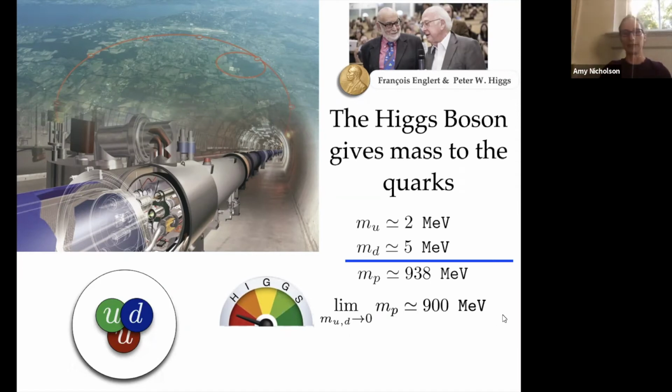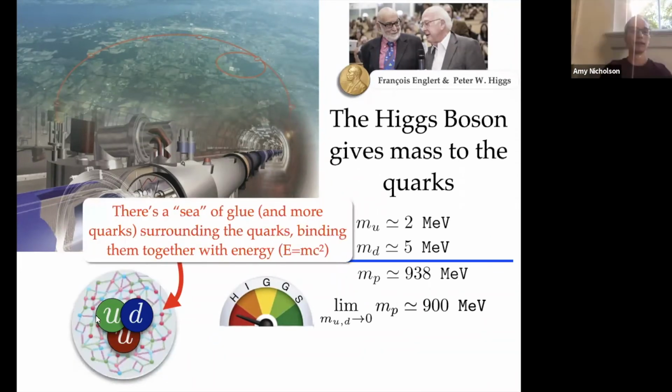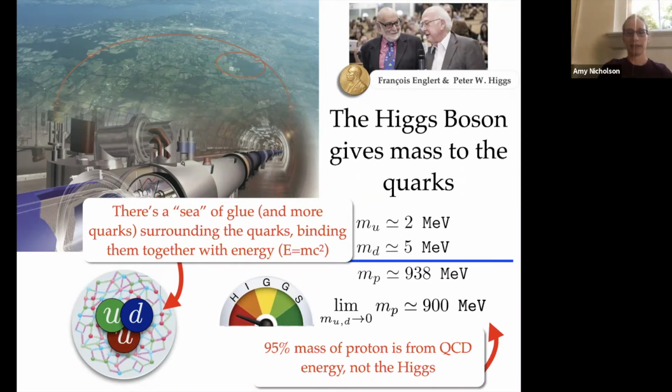So what's going on here? Clearly, the Higgs is not giving the mass of the proton, or it's giving very little of the mass of the proton, because I turned it off and I still have a heavy proton. So what's actually happening is that the proton is not made of two ups and one down quark. It's actually because we have this non-perturbative system. There's a whole sea of gluons and more quarks that are binding them together into the proton. And since we know that E equals mc squared, this binding energy we see as the mass that our proton has. So 95% of the mass of the proton comes from binding energy of QCD and not the Higgs.